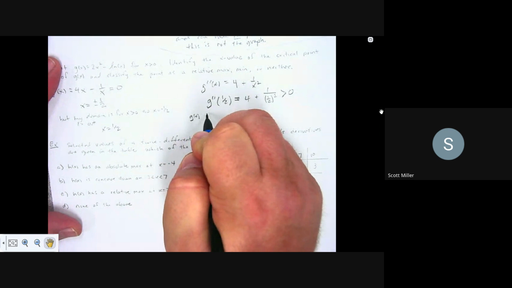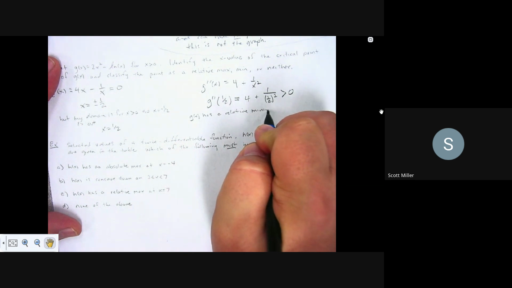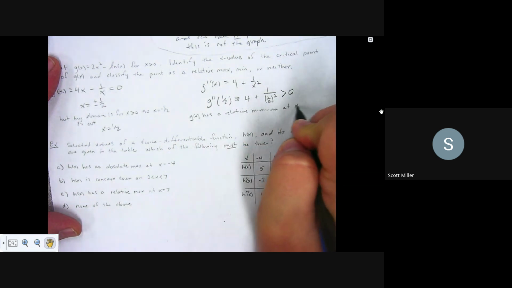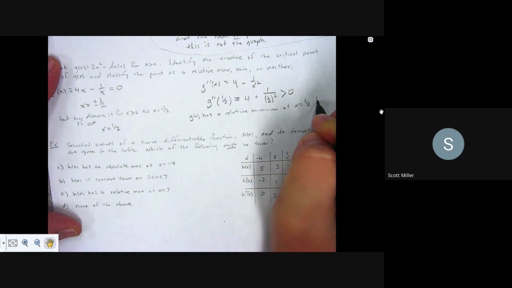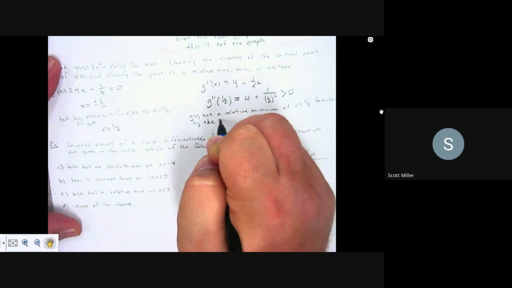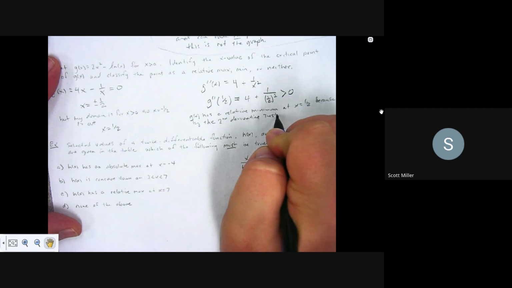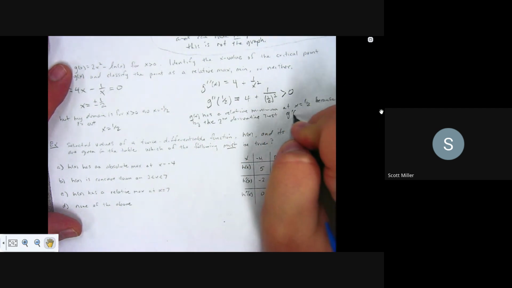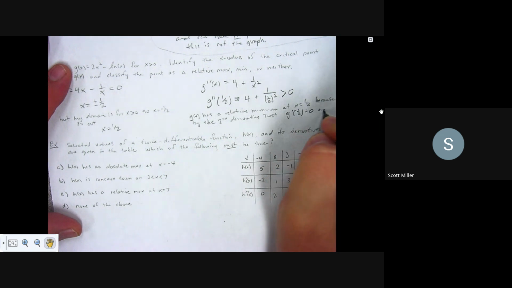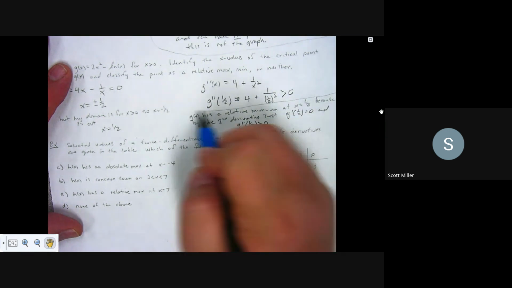So g of x has a relative minimum at x equals 1/2 because by the second derivative test, g prime at 1/2 is 0, and g double prime of 1/2 is greater than 0. That is how you should write your answer, just like that.